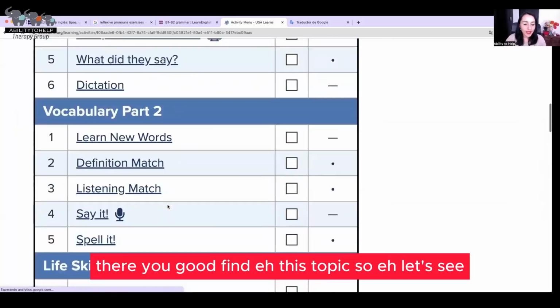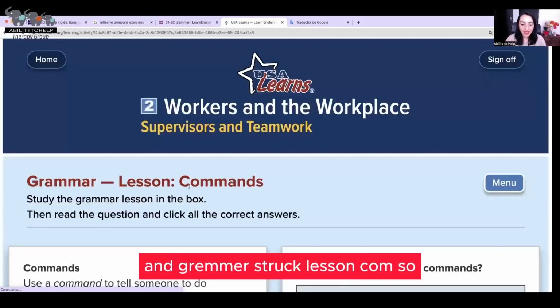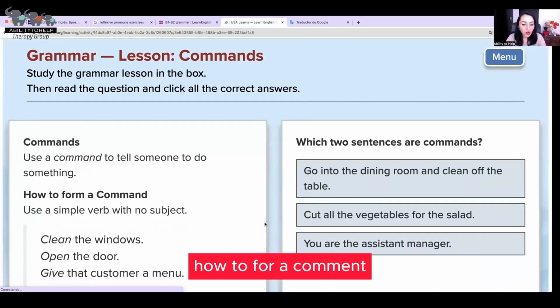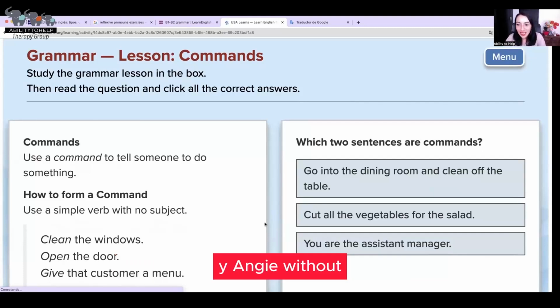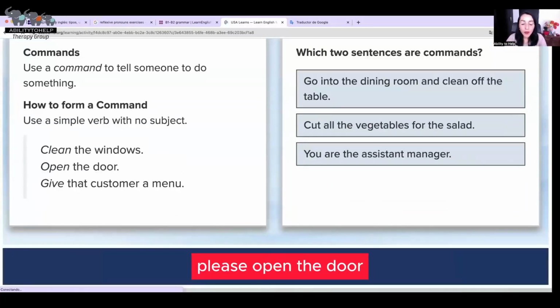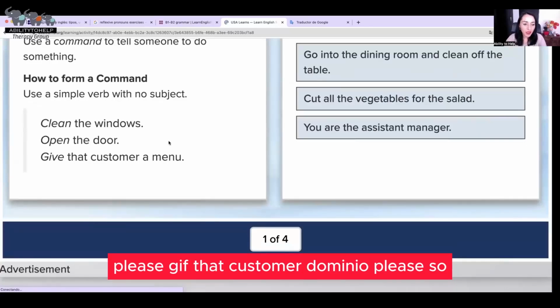So let's see the grammar structure, lesson commands. Use a command to tell someone to do something. How to form a command? Use a simple verb with no subject, without ing, without ed. It's a simple verb. So, clean the window, please. Open the door, please. Give that customer the menu, please.